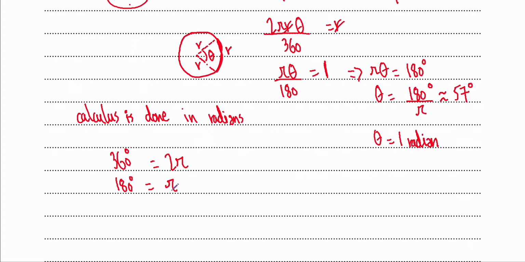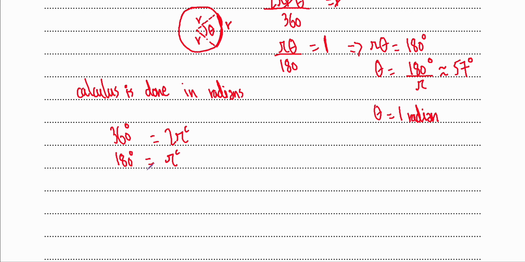And then from here you can go wherever you want to go. So this is pi radians, so I'll just write c for radians, and this is c for radians. That's just how it's written. And you can go on from there and do whatever you need to do. Now, calculus is done in radians, that's important.